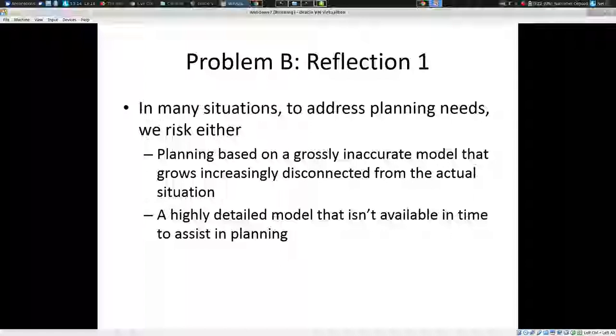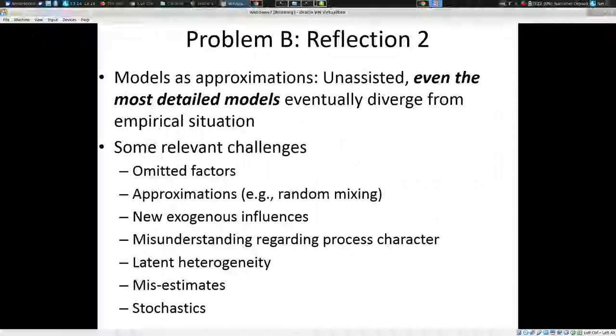So we can plan based on a grossly inaccurate model, a model that's our best guess, or we can await a highly detailed model that will take too long to build. But even with the best model, the problem is that even the most detailed, most well-informed model, the model that incorporates all the evidence when we built it, will eventually diverge. I've argued this before, and I don't think I'll have to elaborate much.